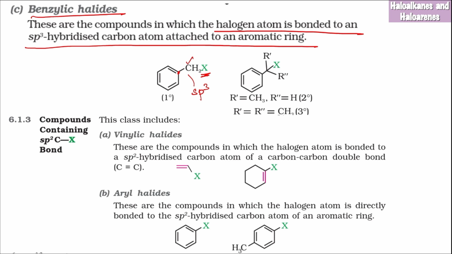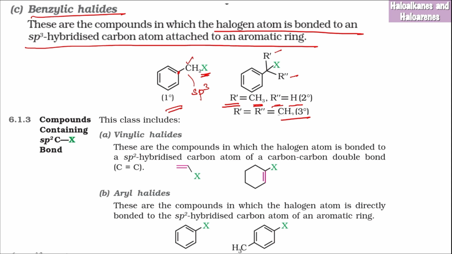This is primary halide. Then if both R' and R'' are CH3 groups or alkyl groups, then it will become tertiary halide. And if R' is CH3 and R'' is hydrogen, then it becomes a secondary halide.